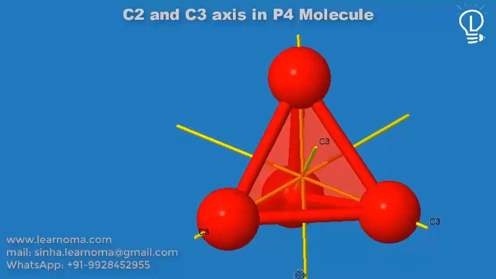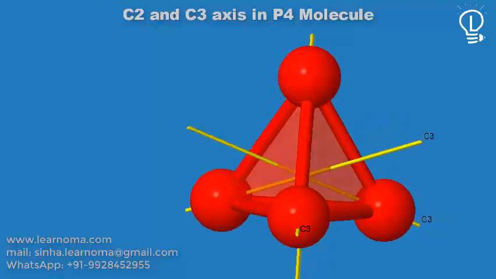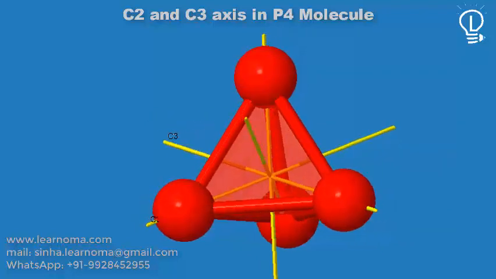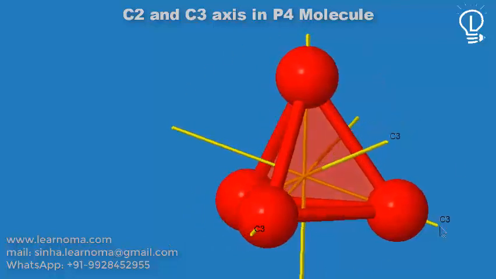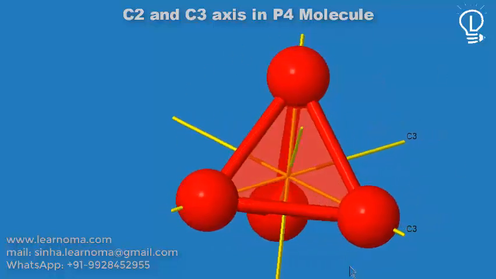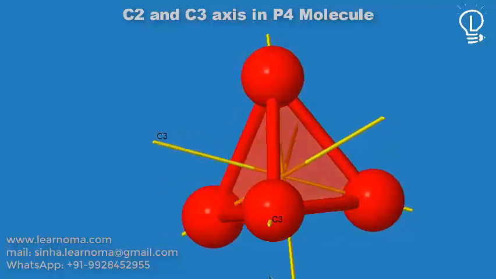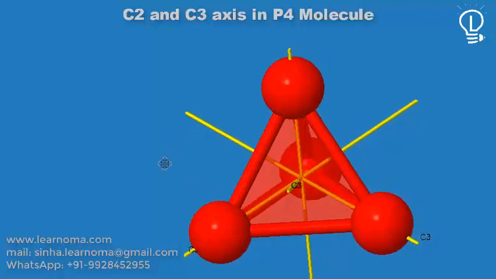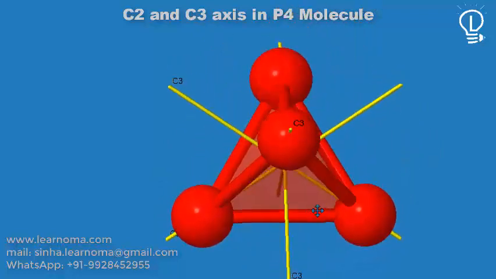If the molecule rotates by 360 degrees on this axis, it comes to its original position 3 times. For every 120 degree rotation, it comes to its original position, and therefore this axis is called a C3 axis. In the same manner, we have this also as a C3 axis, this also as a C3 axis, this also as a C3 axis. Overall 4 C3 axes.